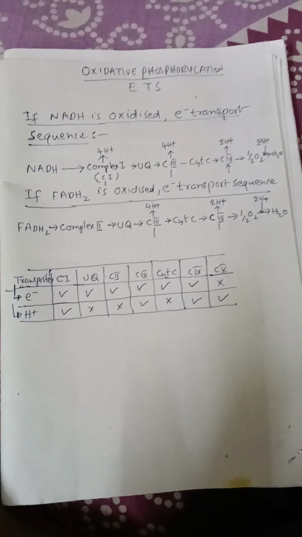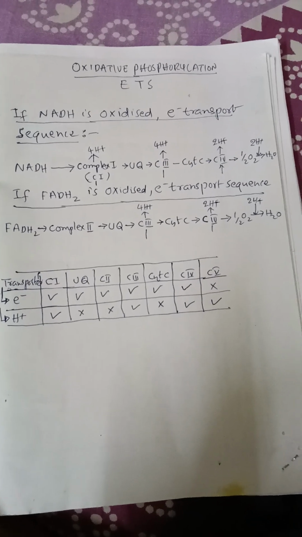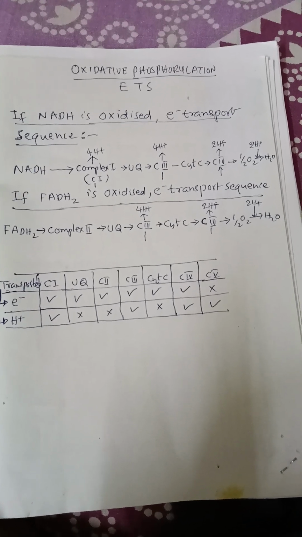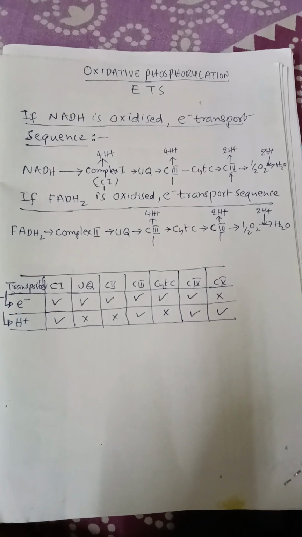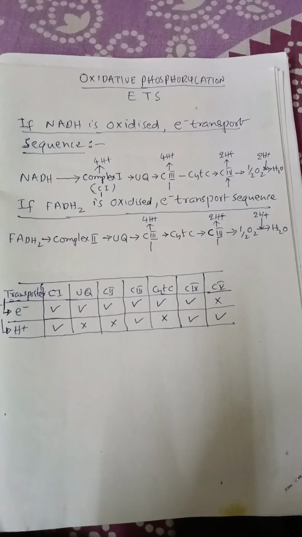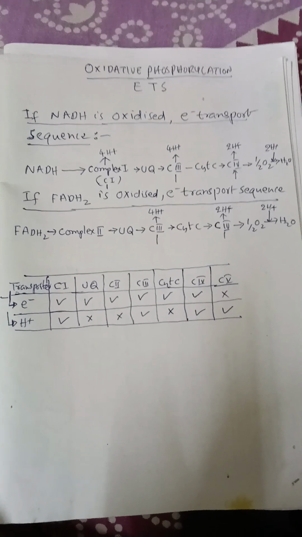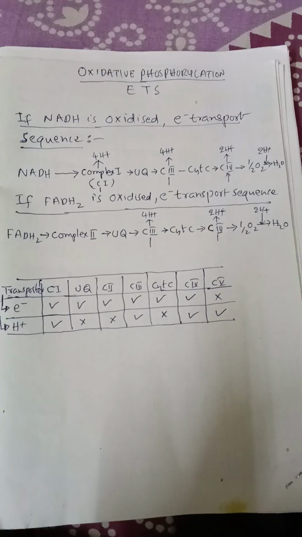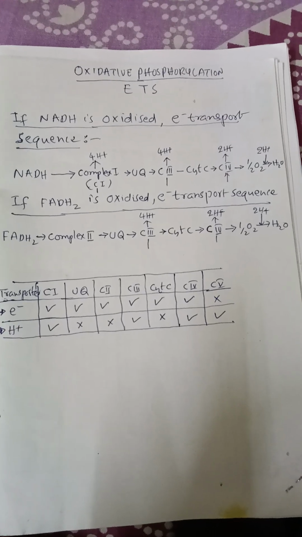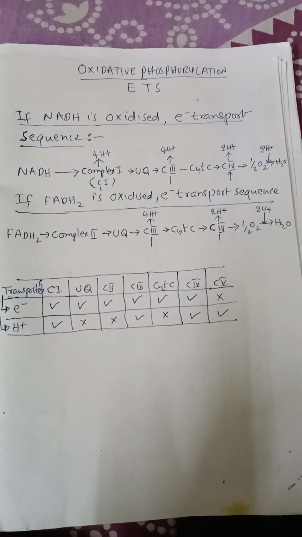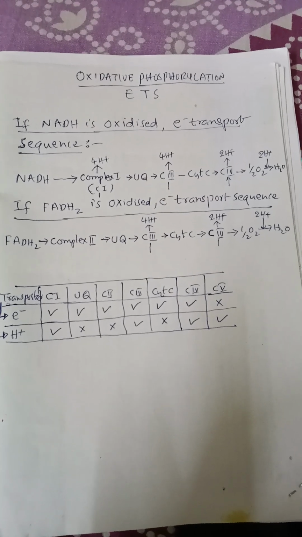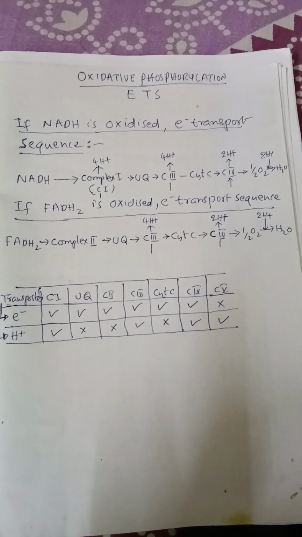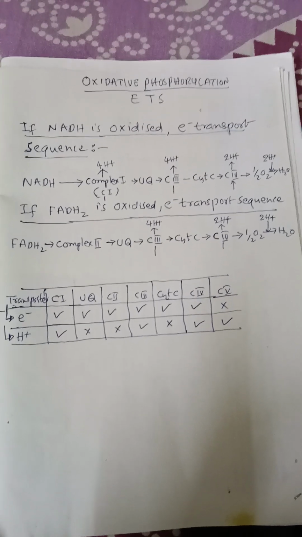If FADH2 is oxidized, the electron transport is like this: complex 2, ubiquinone, complex 3, cytochrome C, complex 4, and finally reaching the oxygen atom. At this moment, complex 1 is not involved. When NADH is oxidized, complex 2 is not involved. As it is here, what is common for NADH and FADH2, we know, is ubiquinone, complex 3, cytochrome C, complex 4, and the oxygen atom. But complex Y is not involved.